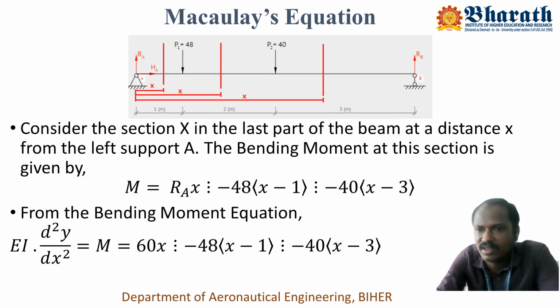So as we discussed earlier, the first point, we will be considering the leftmost support as the reference point, and we are going to consider the rightmost end, that is the span which is lying between the 40 kilonewton load and the point B. So that is our reference point, the rightmost end, and we are going to find out the bending moment equation at that particular span. So we can write it as M is equal to RA into x minus 48 into x minus 1 minus 40 into x minus 3.